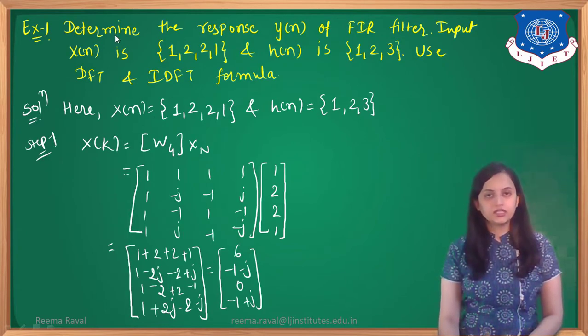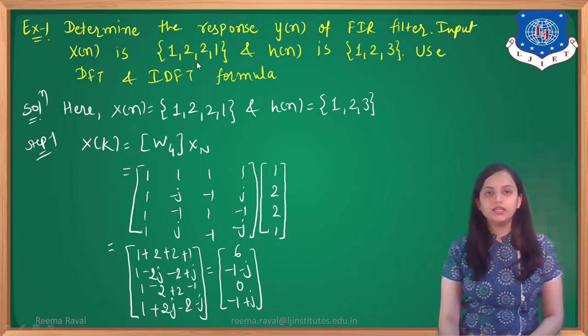So here in this first example, the data given to us is to determine the response y of n of an FIR filter where the input x of n is 1, 2, 2, 1 and h of n is 1, 2, 3. It is mentioned to use DFT and IDFT formula. So let's see how we can solve this.